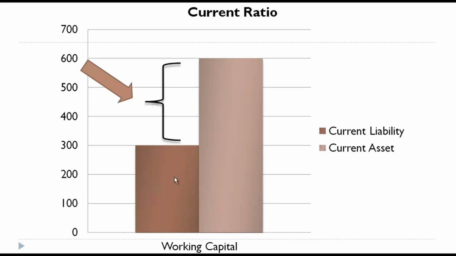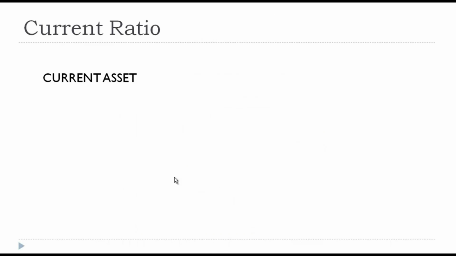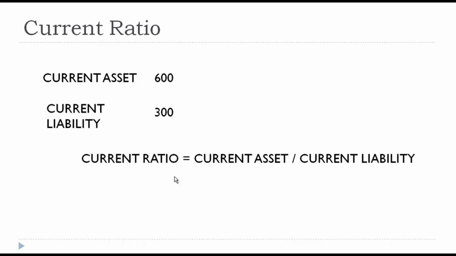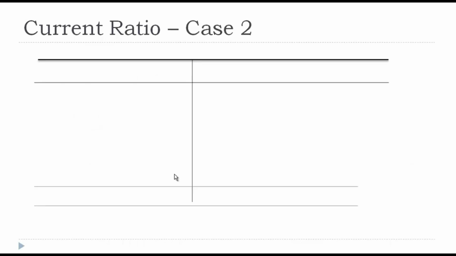So current liability is 300 and current asset is 600, so we can calculate the current ratio also. What is the current asset here? It is 600. And what is the current liability? It is 300. So current ratio is current asset divided by current liability, which is 600 by 300, which is 2:1. It means for every 1 rupee of current liability, this company has 2 rupees of current asset. Fine.